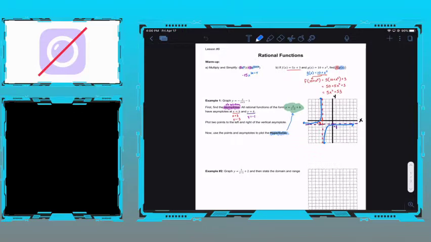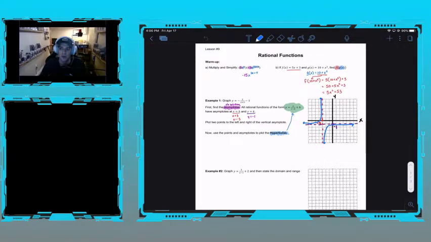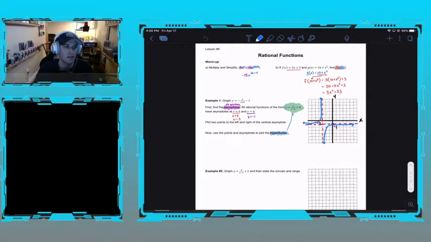My camera on. That ain't good. Let's see if I can fix that. Alright, so my camera got smaller. There it goes.